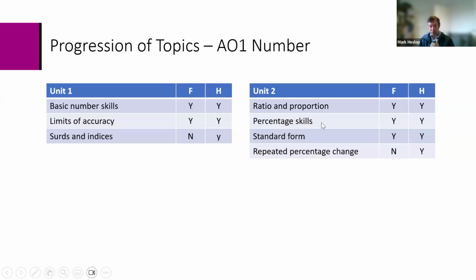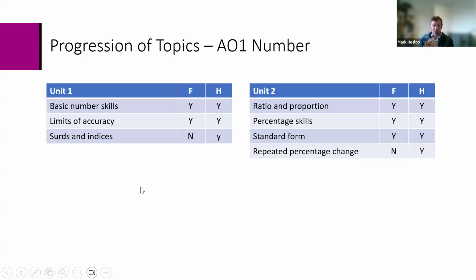So percentage skills, percentage increase, decrease, reverse percentages. Standard index form is in Unit 2, which builds on the work of the basic number skills. So indices manipulation is in Unit 1. Applying that into standard form is the way we revise it in Unit 2. And then repeated percentage change.